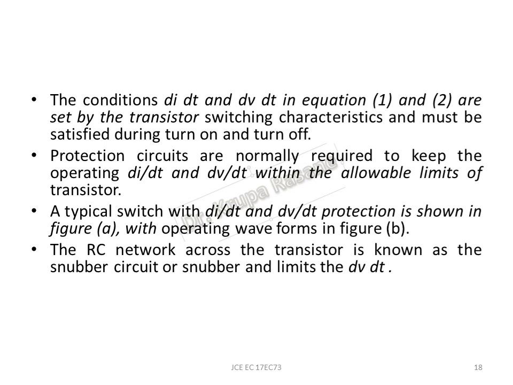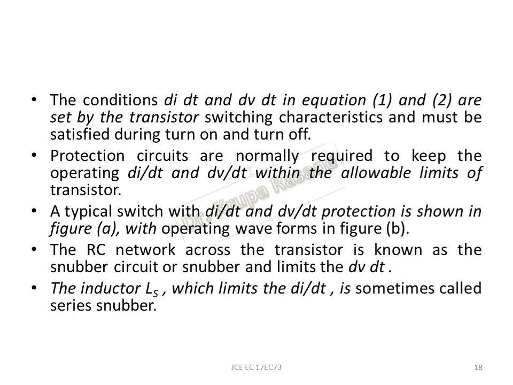The RC network across the transistor is known as the snubber circuit. I will show you what the snubber circuit is. And the inductor LS is used to limit di by dt and is called the series snubber. So these are the two protecting circuits that are required to protect a device from di by dt and dv by dt. One is an RC network, connected across the transistor. It could be a transistor, it could be a thyristor also, in case I want to protect a thyristor. And we have one more inductor LS in series with the device.